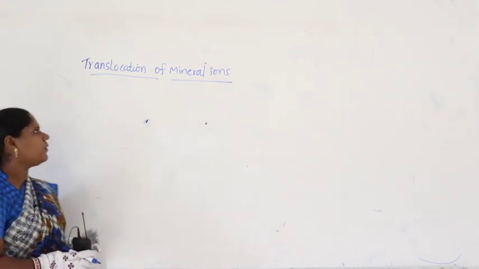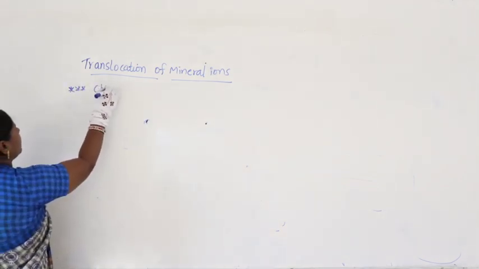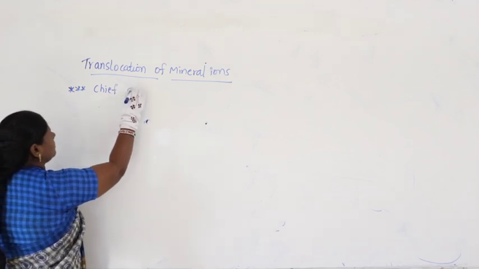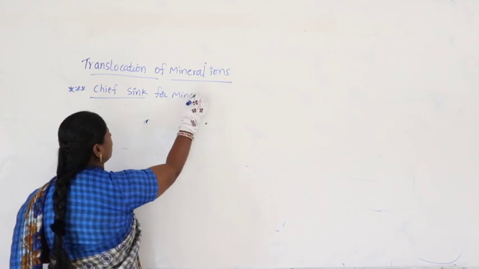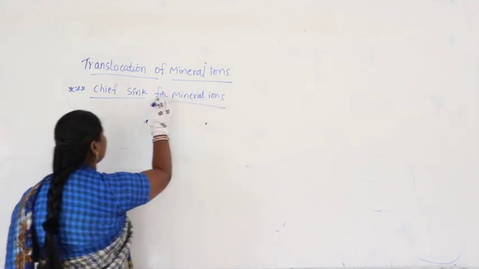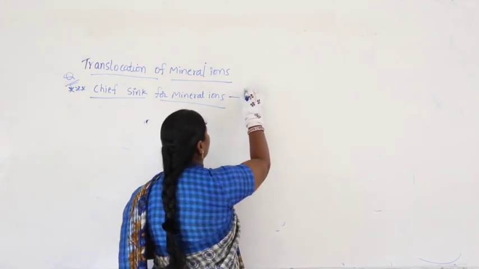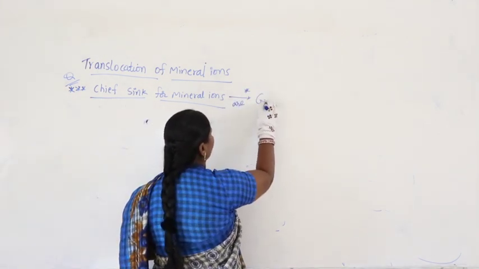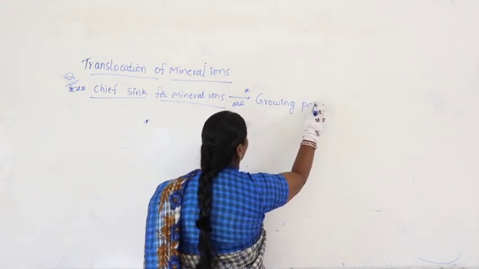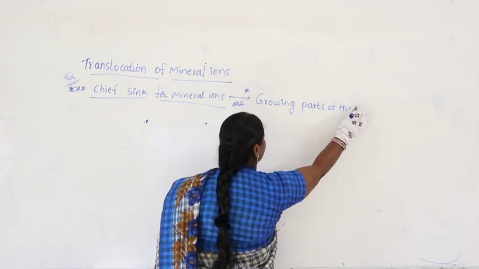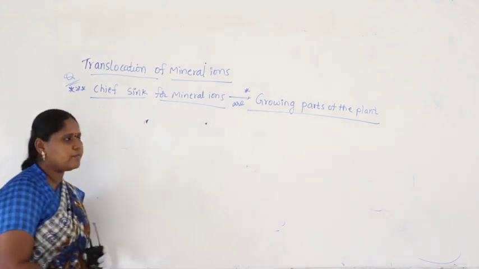Now in this, I will just give you a very important point, the chief sink for mineral ions. Whenever you get the question that the chief sink for mineral ions, it is nothing but the growing parts of the plant. So which are the growing parts of the plant?